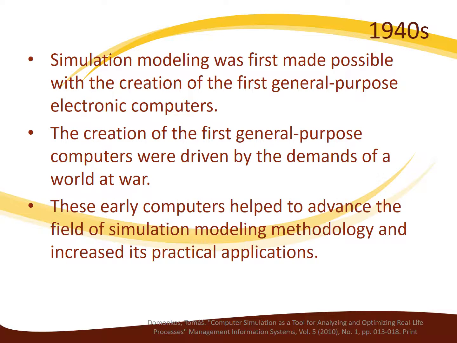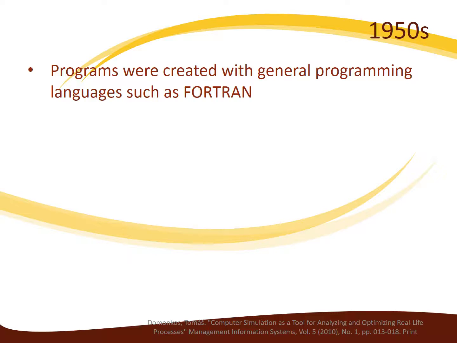The history of simulation modeling can be traced back to the 1940s, where the creation of the first general-purpose computers were driven by the code-breaking demands of the Second World War. These early computers helped to advance the field of simulation modeling methodology and increase its practical application. During the 1950s, a group of IBM programmers created a high-level, general-purpose programming language called Fortran. Using Fortran, programmers were capable of creating more sophisticated process modeling applications.